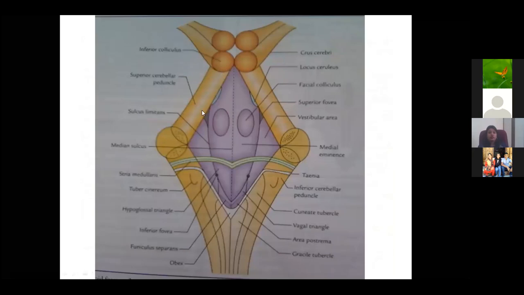So this schematic diagram here, same thing. It's a median sulcus here, then sulcus limitans, then stria medullaris. So you have the facial colliculus, the vestibular area, very important, in the upper part, and in the lower part the vagal triangle and hypoglossal triangle along with the area postrema.